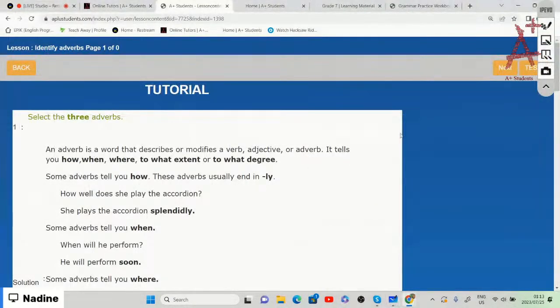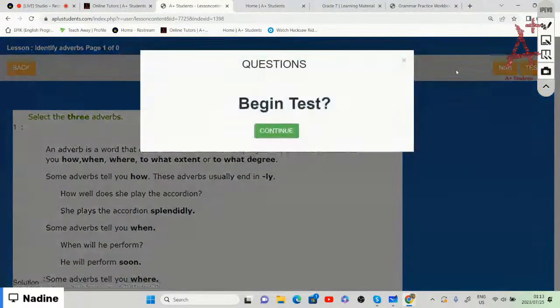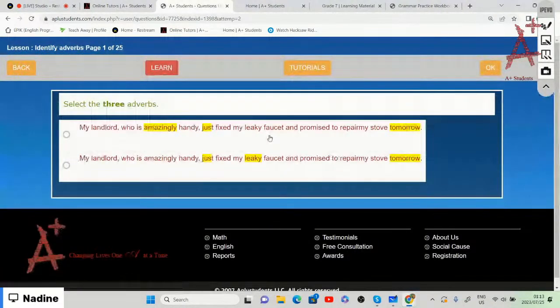So these are all adverbs. All right, so now we're going to our test on identifying adverbs. We need to select the three adverbs within these sentences. Three of the different words have already been highlighted within the two options. We need to choose the best option.